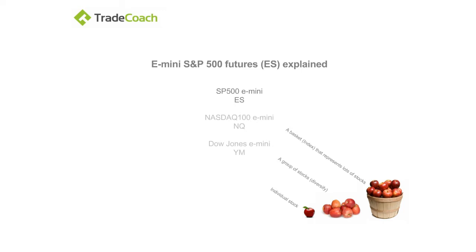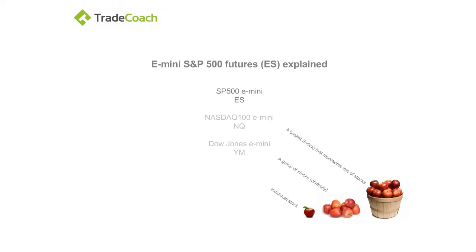We'll start with the S&P 500 E-mini. To understand an E-mini, we must first understand what an index is. You can buy an individual stock, such as BHP, not particularly exciting to trade from an intraday trading point of view. A company announcement from BHP could cause the stock to gap.